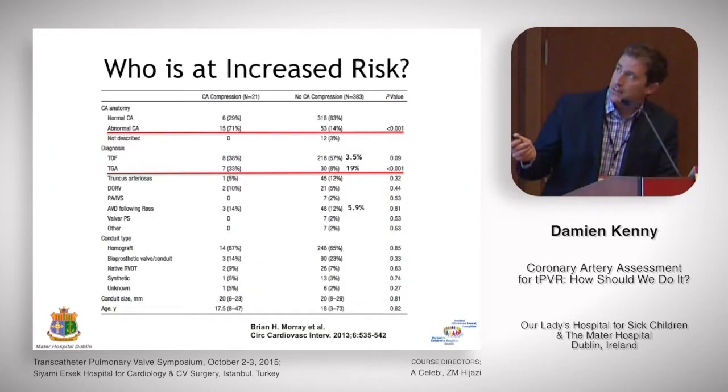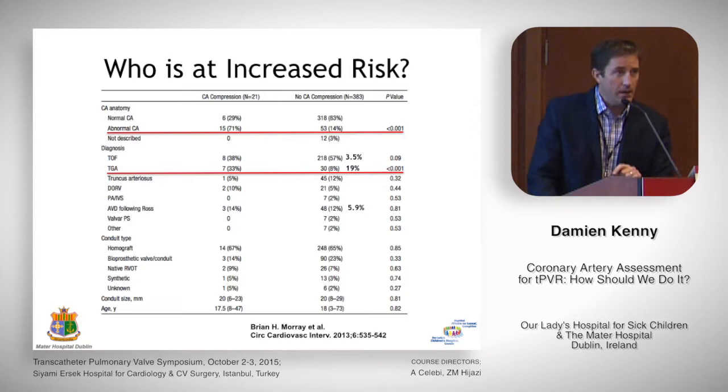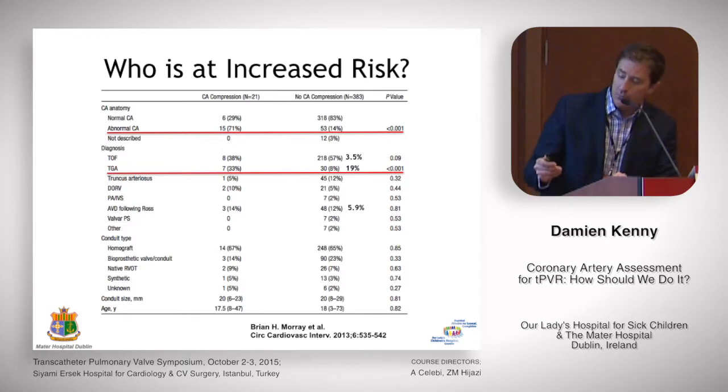So again, I think this is a slightly busy slide, but the question is important. Who is at increased risk? Well, when we look at those with abnormal coronaries, 71% of those with abnormal coronary arteries had coronary artery compression, and the majority of those were the LAD. And I think a lot of those were where the LAD was arising anteriorly from the rightward or the anterior-facing sinus.